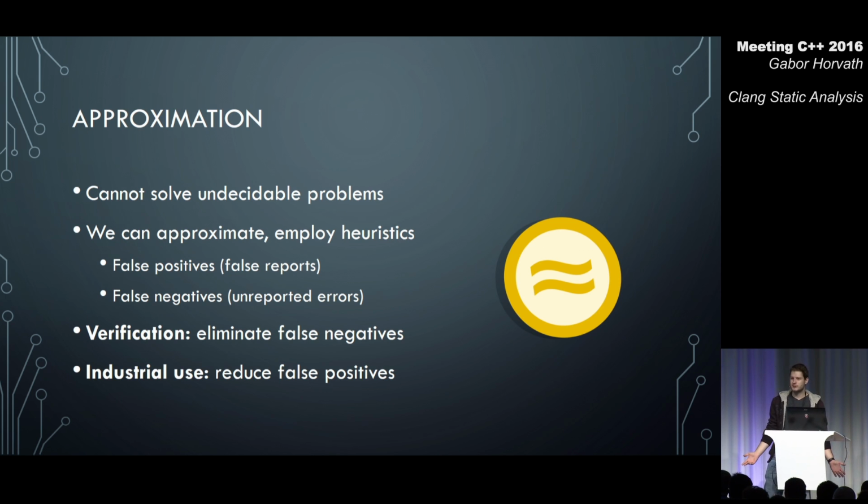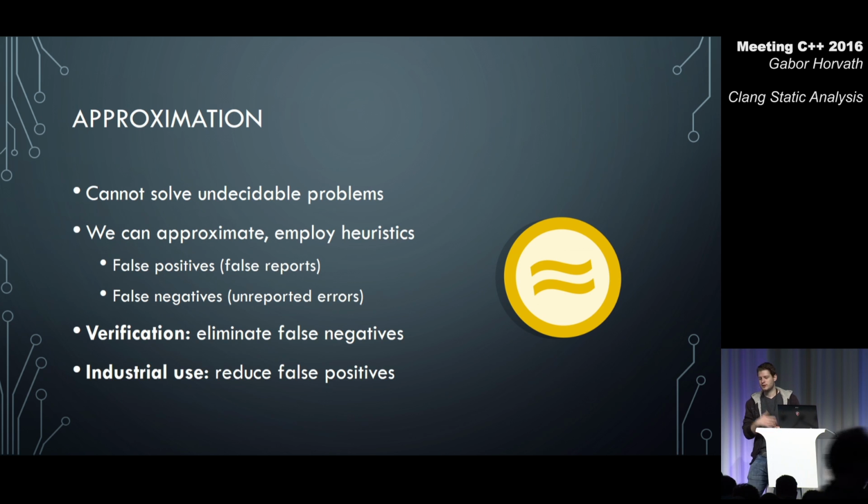So as good engineers, what do we do? We employ approximations, we employ heuristics. This way we can get useful results. Of course, there is a cost to that, because there are some false positives, when we report a diagnostic for an issue that does not exist. And there might also be false negatives, when we miss some real errors.